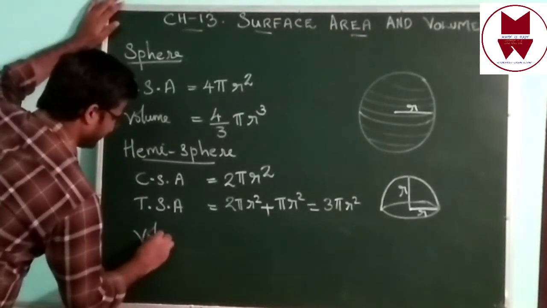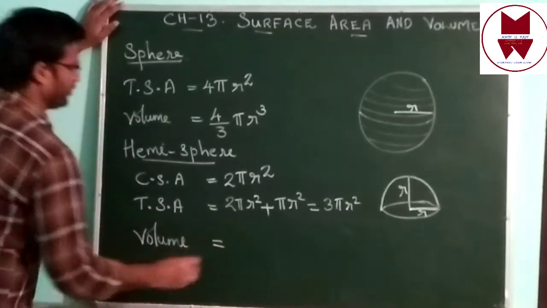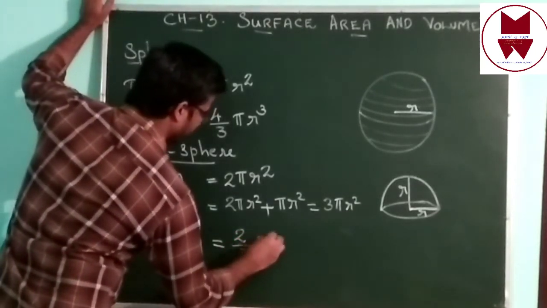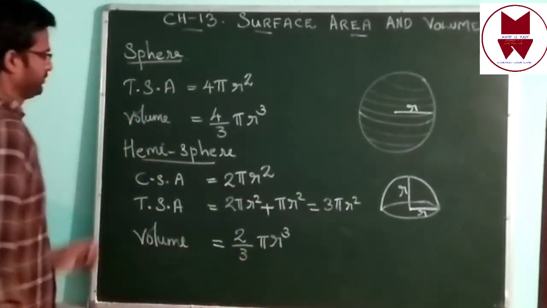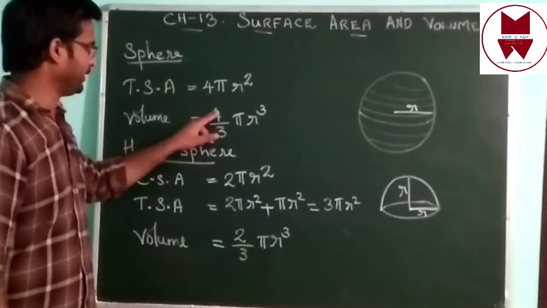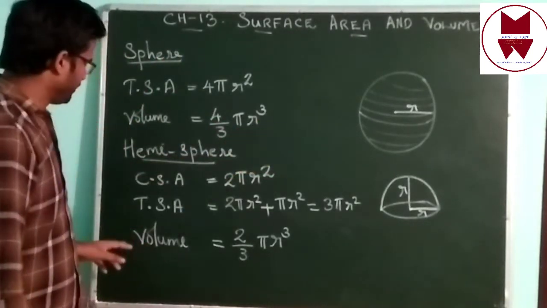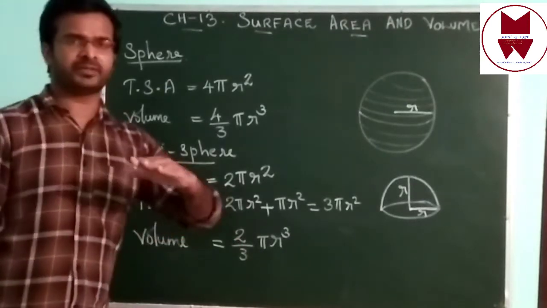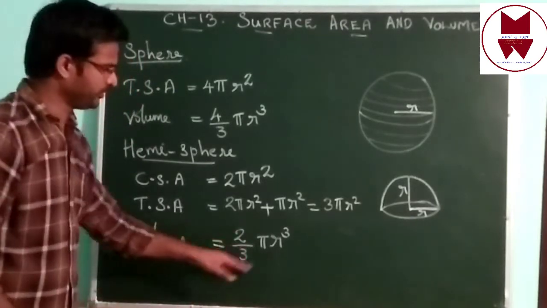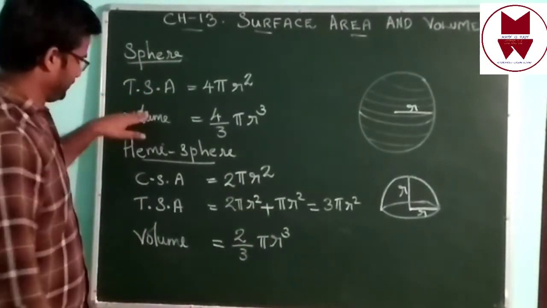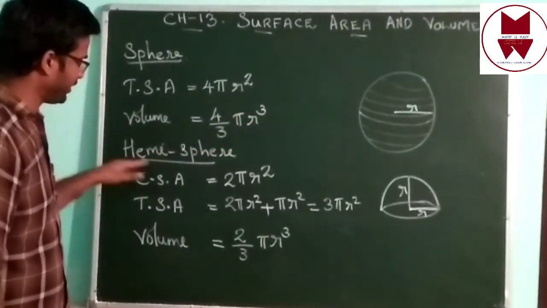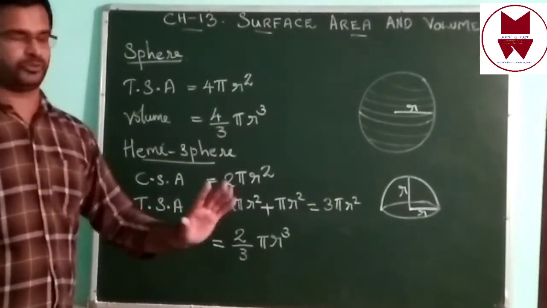Next, volume. Volume of hemisphere is 2 by 3 pi r cube. Look here, volume of sphere is 4 by 3 pi r cube, isn't it? Then volume of hemisphere, hemi means half, isn't it? Then half of 4, what will you get? 2. You can write 2 pi r cube. Just combine this: volume of sphere is 4 by 3 pi r cube. Then volume of hemisphere will be 2 by 3 pi r cube.